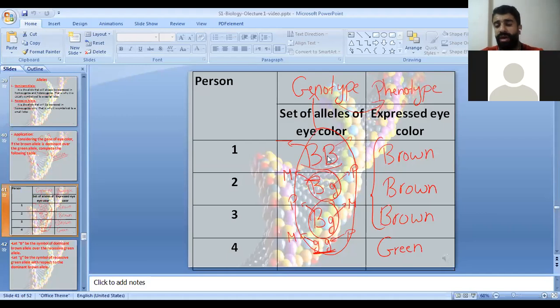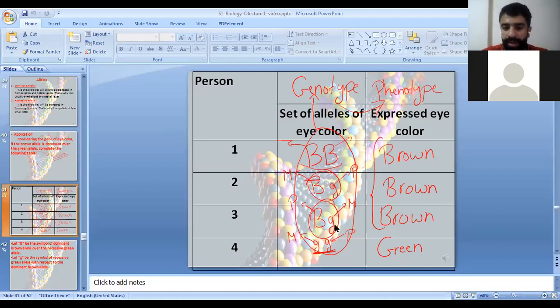If the brown is dominant, it's symbolized by a capital letter. So brown is dominant, so it should be expressed in both homozygous and heterozygous. So this is the homozygous. It's pure, two identical alleles. So the color is brown, while BG is heterozygous or hybrid.